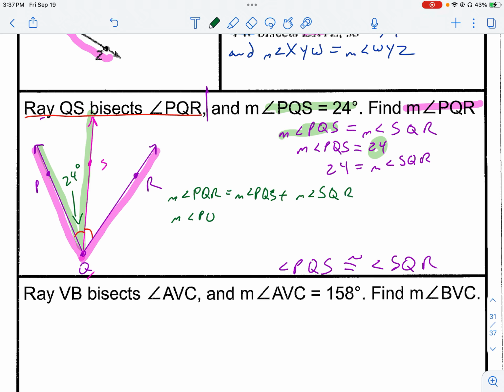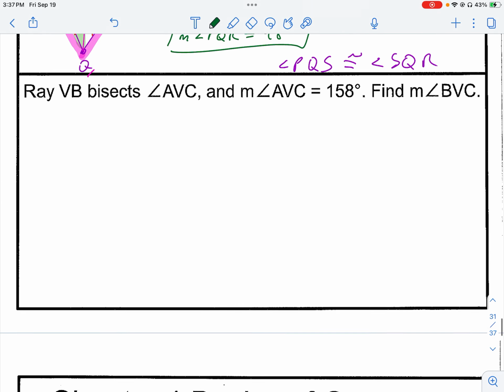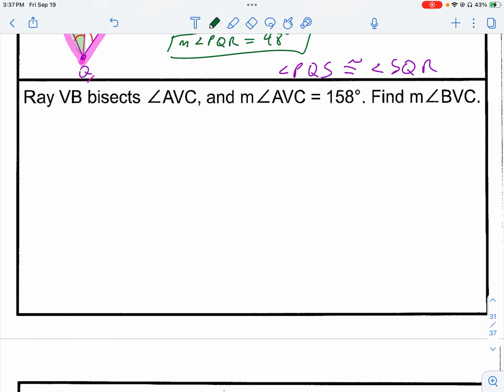So the measure of angle PQR, well, the measure of PQS is 24, that was given. So let's substitute that in. We showed that the measure of angle SQR is 24, so we can substitute that in. So then we just combine our like terms, and the measure of angle PQR equals 48 degrees. Let's look at another example.